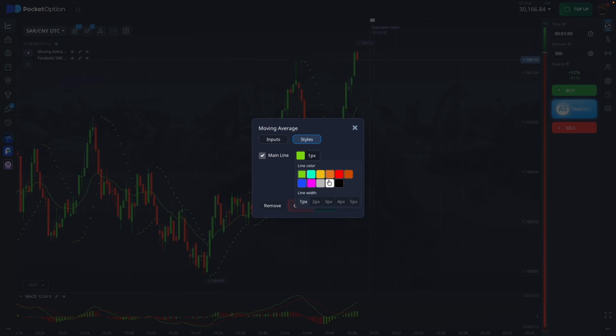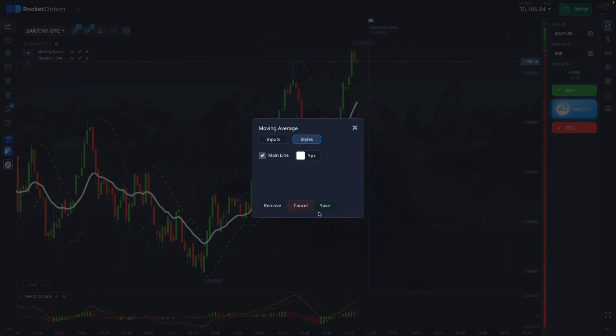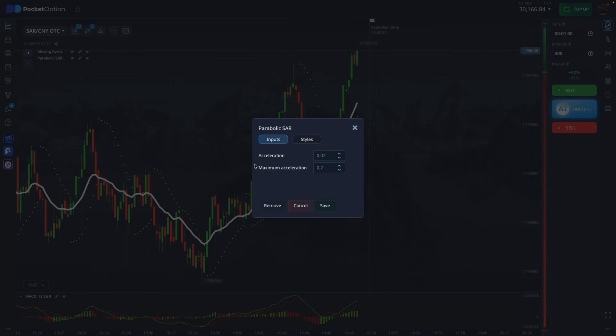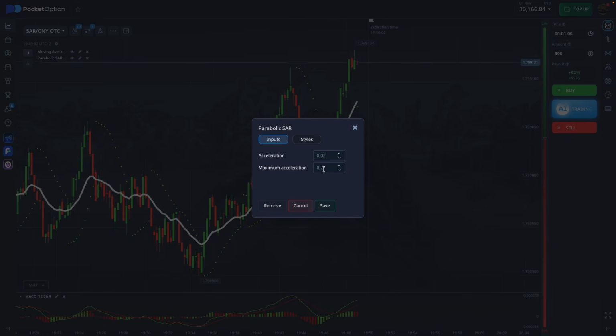After that, I go to Styles, and here I change the color of this line and make it a bit thicker, just so it is more noticeable for me to conveniently see where this line is currently located. Then I set up an indicator called SAR. Here, I use the default settings, which means in the first field, I leave the value at 0.02, and in the second field, I set the value to 0.2.